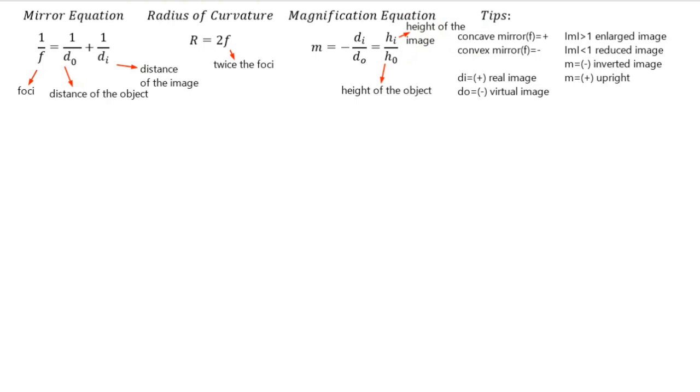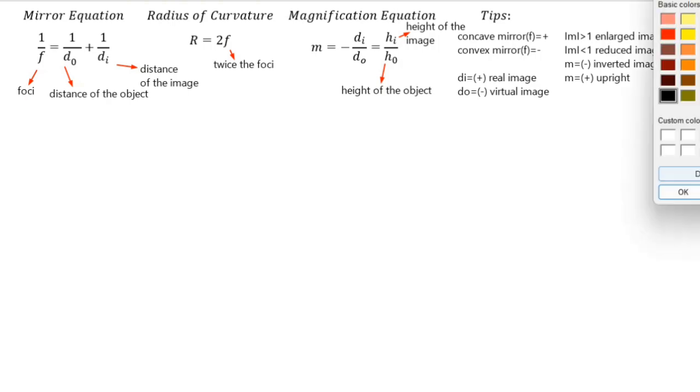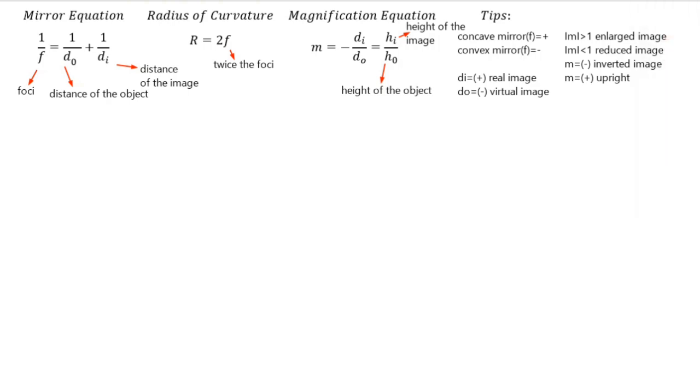So we have here tips or notes. If it's a concave mirror, therefore the foci is positive. If it is a convex mirror, we will put a negative sign in our equation. I'm going to highlight this. Now, if d sub i is positive, then it is a real image. If d sub i is negative, it's going to be virtual.